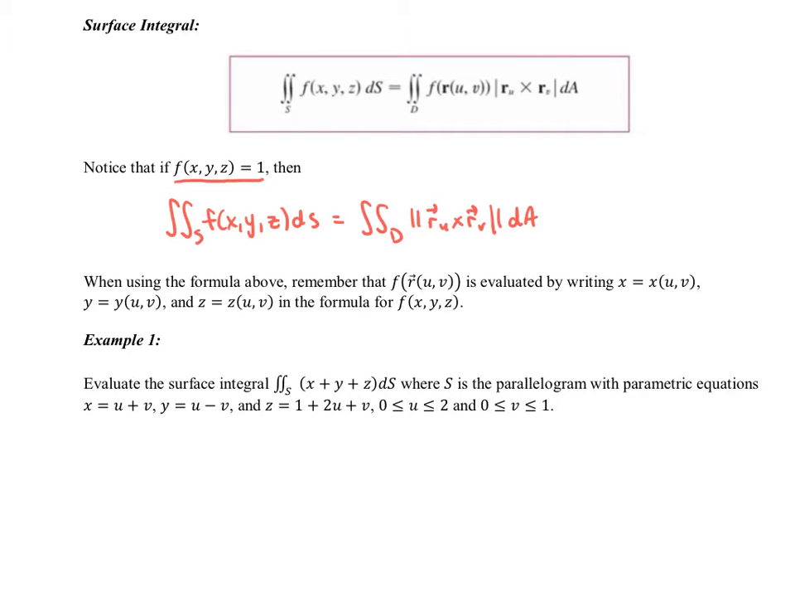Most of our surface integrals, the function will not be 1, however. So what we're going to do is use the formula above, and then put our surface vector in for our function. We'll let the vector for the surface be these three components, and we'll put those in for x, y, and z into the function formula. So let's try example 1 and see how this works.